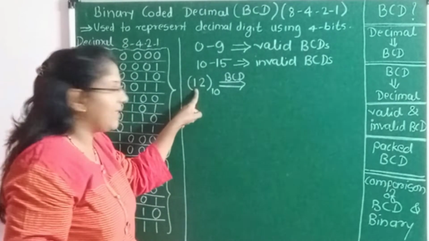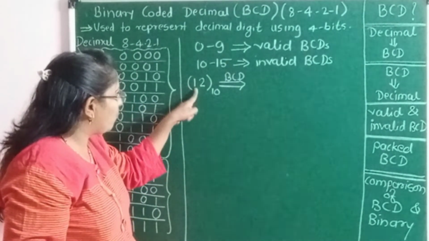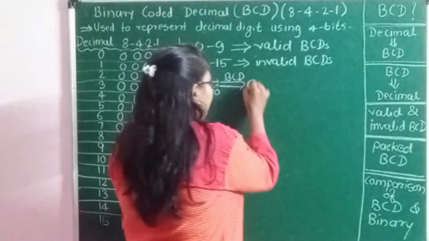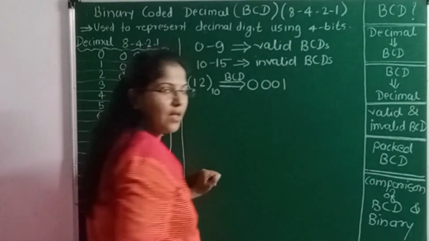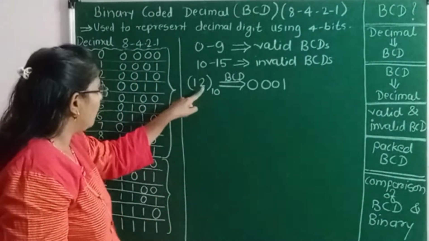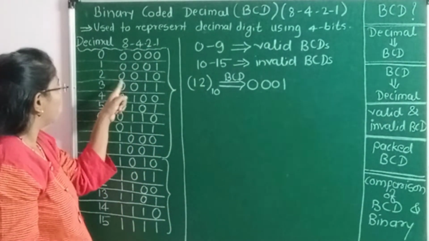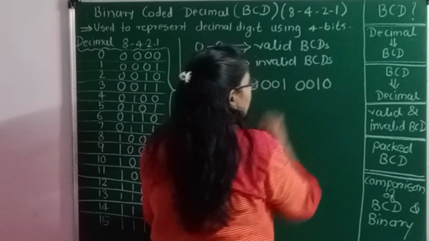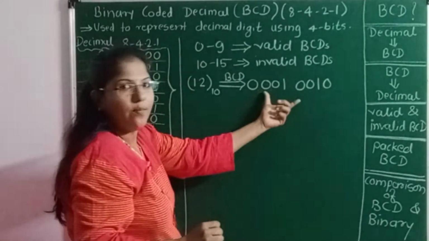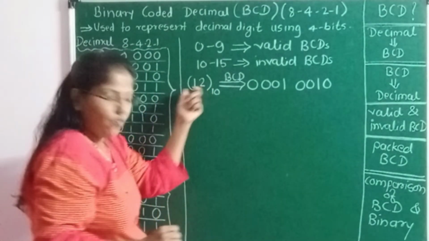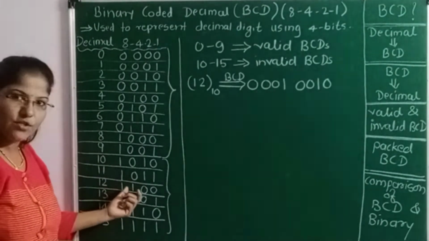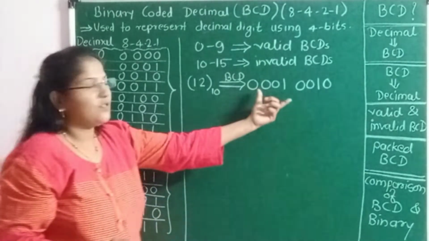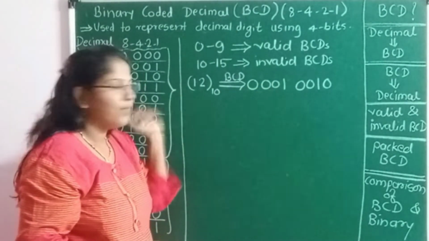So the first digit is 1. How to represent 1 using BCD? 0001. So write 0001. Now what is the next digit? 2. How to write 2 using BCD? 0010. So actually this is the BCD for the 12. What we have written here? 1100. This is not valid. This is invalid. What is valid? This one is valid. This is the correct BCD for the 12.